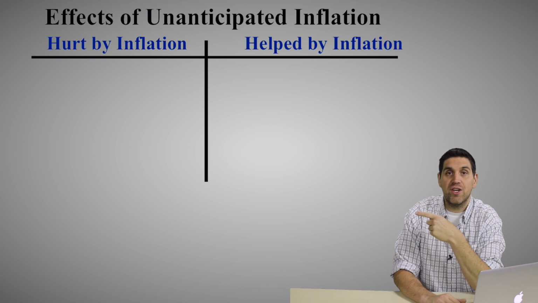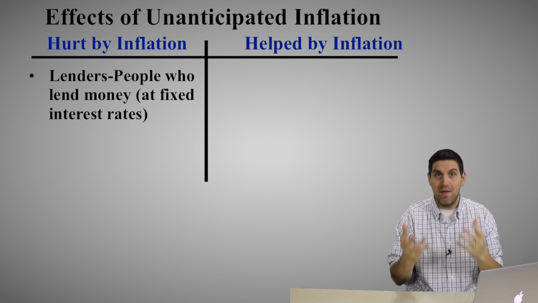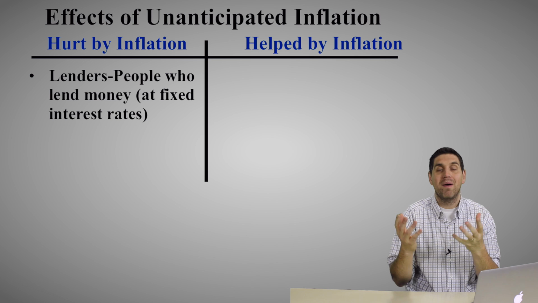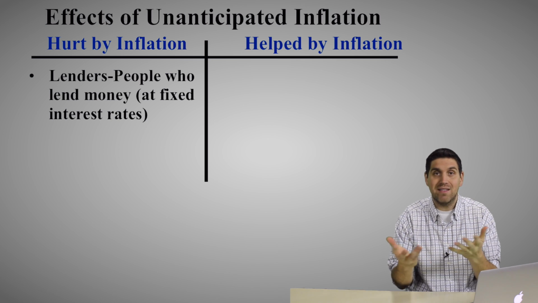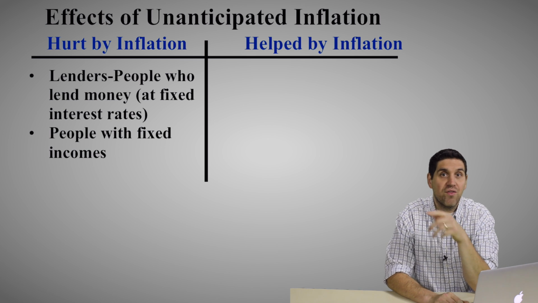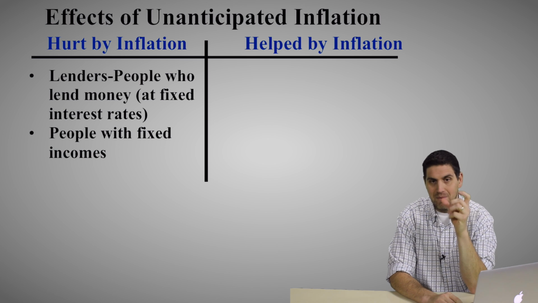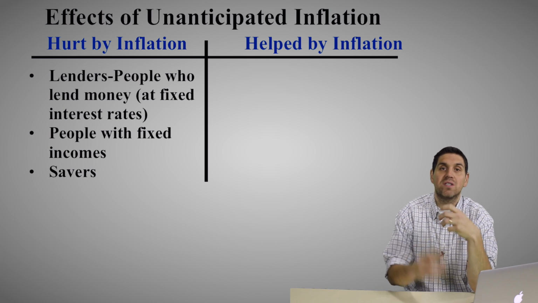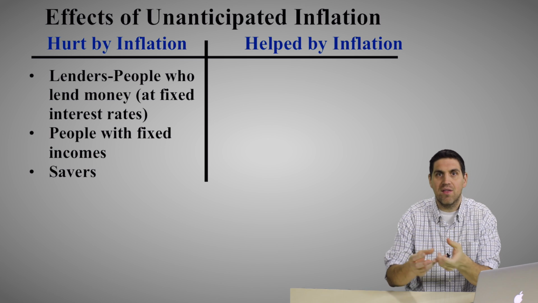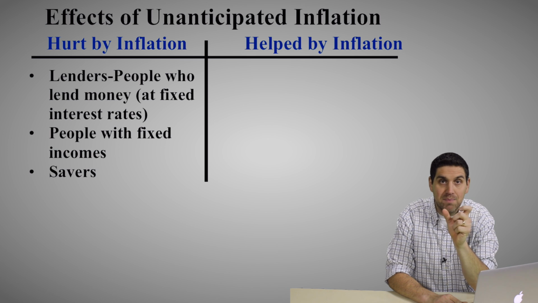People who are hurt by inflation are lenders. When I lend money to you and there's unanticipated inflation, prices go up. Now I actually get paid back in less dollars than I loaned you, and that's a bad thing for a lender. Also, people with fixed income. Somebody who only makes $2,000 a month, that's a bad thing if prices start going up a whole lot. And last one, savers. If you save your money at home underneath your mattress, when prices go up, now that money actually has less purchasing power.